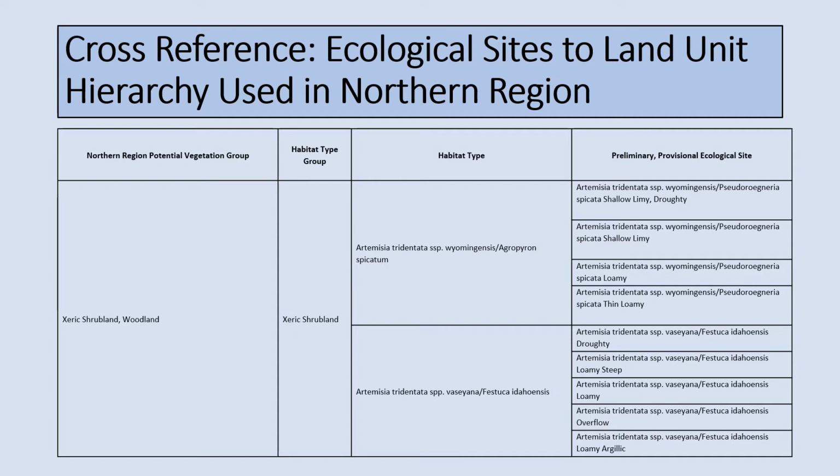This was developed, as I talked about above, through literature review and the use of existing ecological sites and keys, vegetation classifications, and ecological literature. The third column lists two example habitat types. Within each of these habitat types are the preliminary provisional ecological sites that may occur.